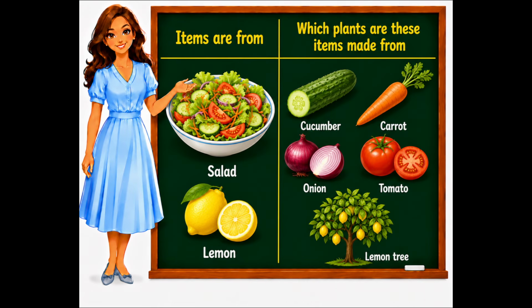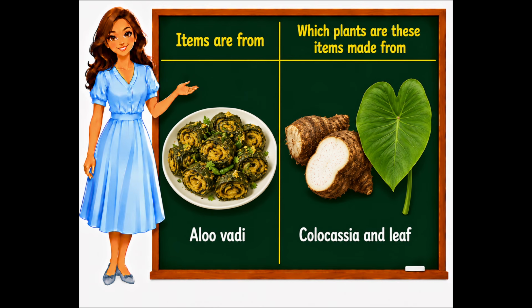Salad and lemon, made from cucumber, carrot and lemon tree. Aloo vadi, made from colocasia leaf.